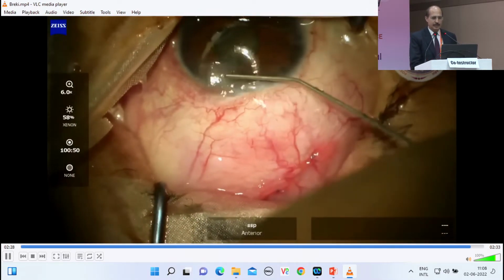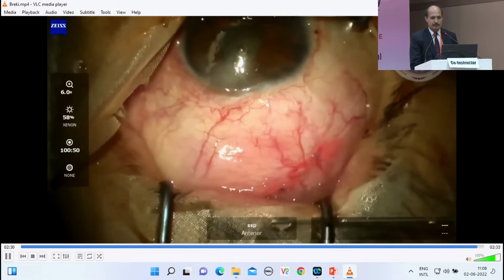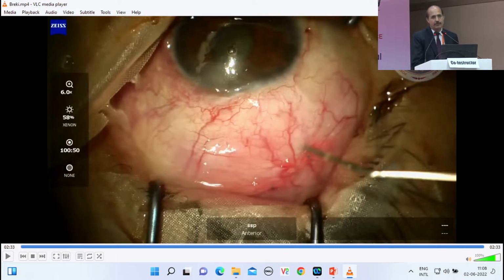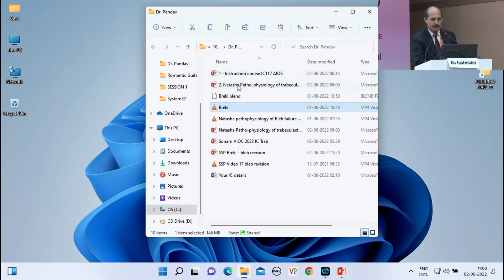And in the end, you can again recheck the patency and reform the anterior chamber. So you see the dissection is minimal, and you have achieved a very nice communication between the anterior chamber and the subtenon space. So I'll go back to the presentation.